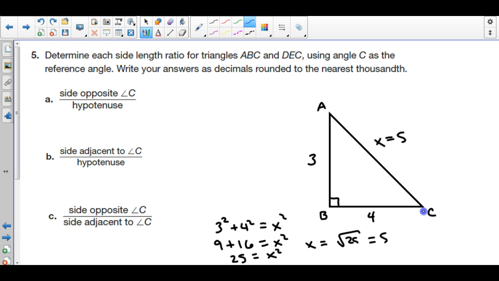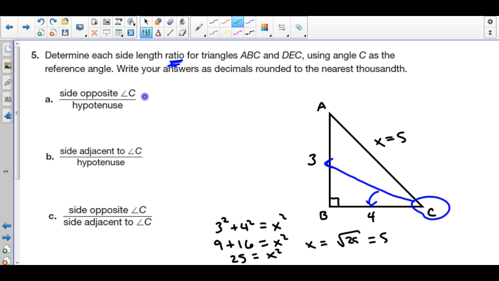And C is going to be our reference angle, so the side that's across from it, opposite, is going to be 3, your hypotenuse is going to be the 5, and your adjacent side is going to be 4. So what we're going to do with these, it says determine the side lengths for each of these, the side length ratio. When we're talking about ratio, we're talking about dividing 2 things.